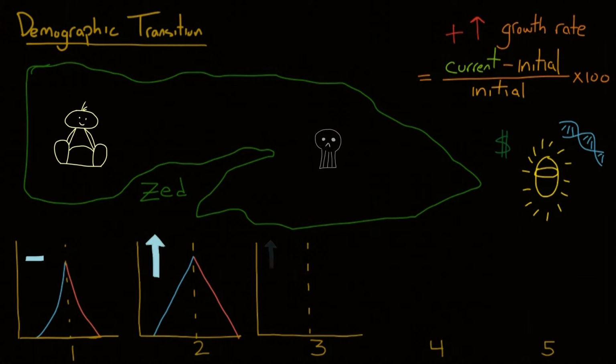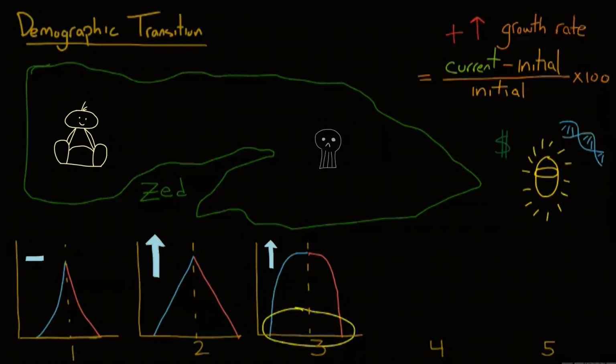This population is still expanding, but at a slower rate. You can see in this late expanding population pyramid that as birth rates decline, there are fewer young people, and with the already declining death rates, people are living longer lives.